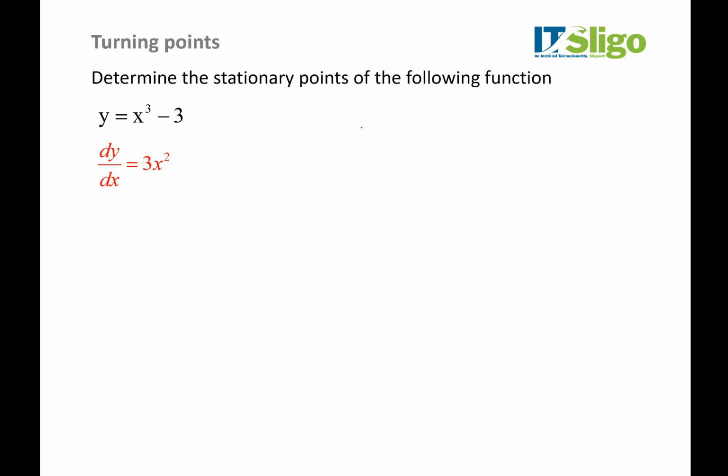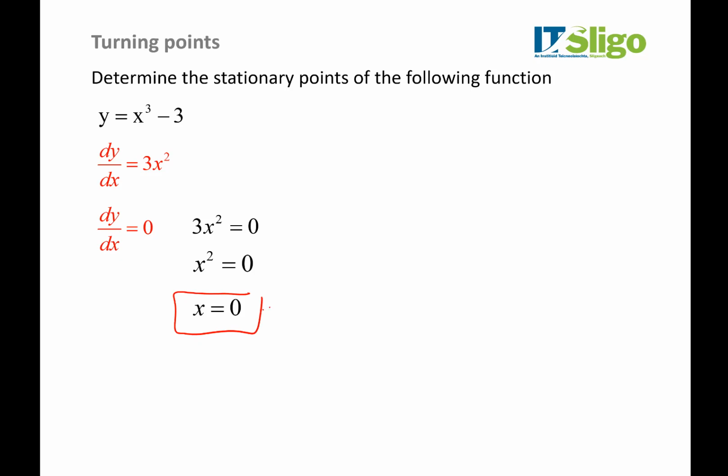First we find dy dx. Then we let dy dx equal 0. So 3x squared is equal to 0. Divide both sides by 3. We get x squared is equal to 0. And the only thing multiplied by itself which will give us 0 must be 0. So x is 0.